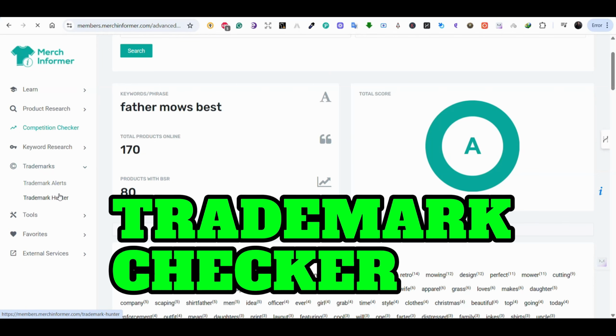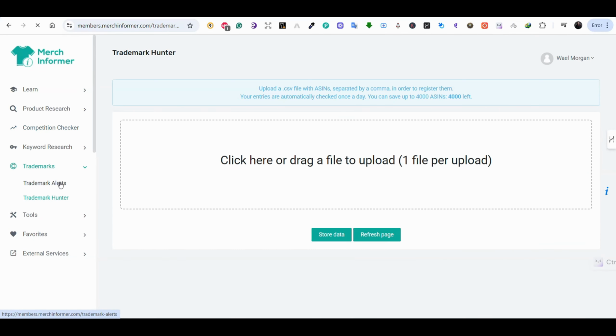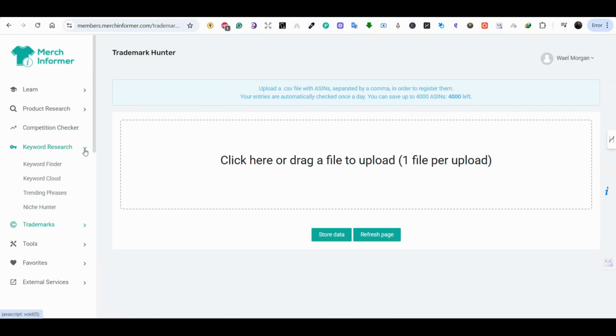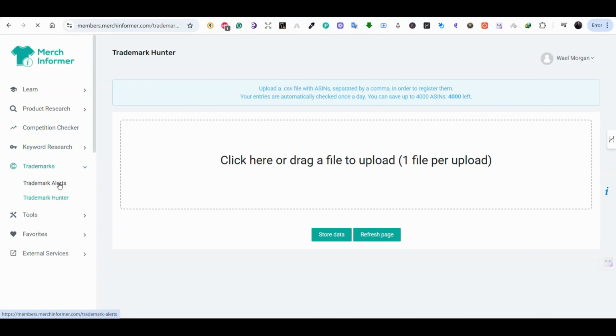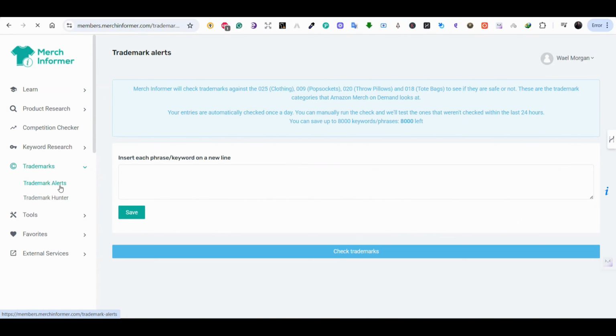We are going to check if the father mouse best niche is trademarked or not. So press on the trademarks tab on Merch Informer and press on the trademark alerts, and you can enter all the phrases or keywords in this box. I'm going to enter the father mouse best keyword in addition to a couple of other keywords to check. The second one that I'm going to enter is the trend that we have spotted earlier, a dad who always came back with the milk.